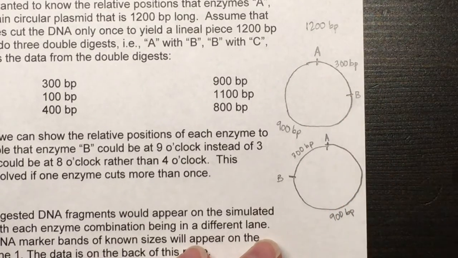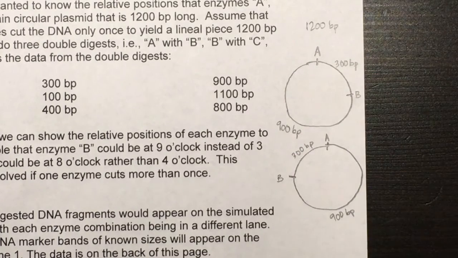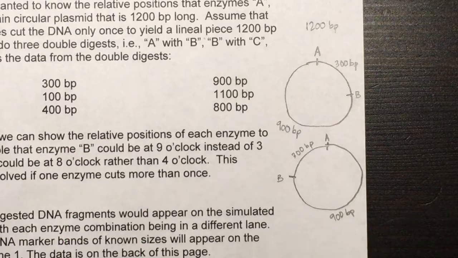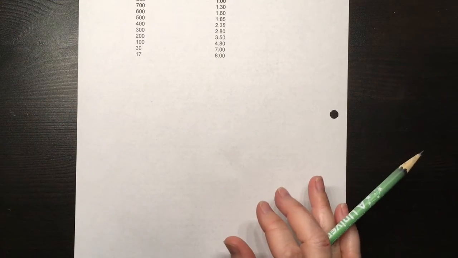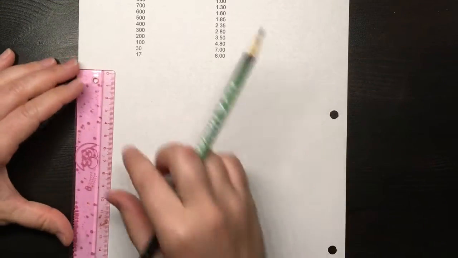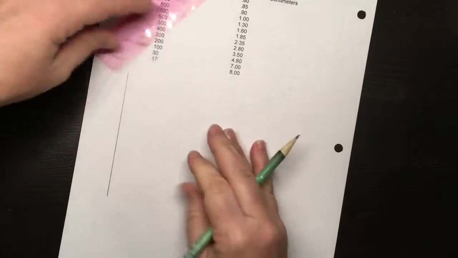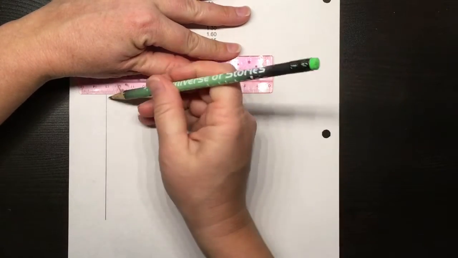Okay, so before we fully map out the location of our three restriction enzyme cutting locations, we are going to model what the gel electrophoresis would have looked like that would have led to these results. So flip over to the back, and we're going to start by drawing our gel electrophoresis. Grab your ruler, start by drawing a line that's about 10 centimeters long by maybe about 12 centimeters long. It doesn't have to be perfect.